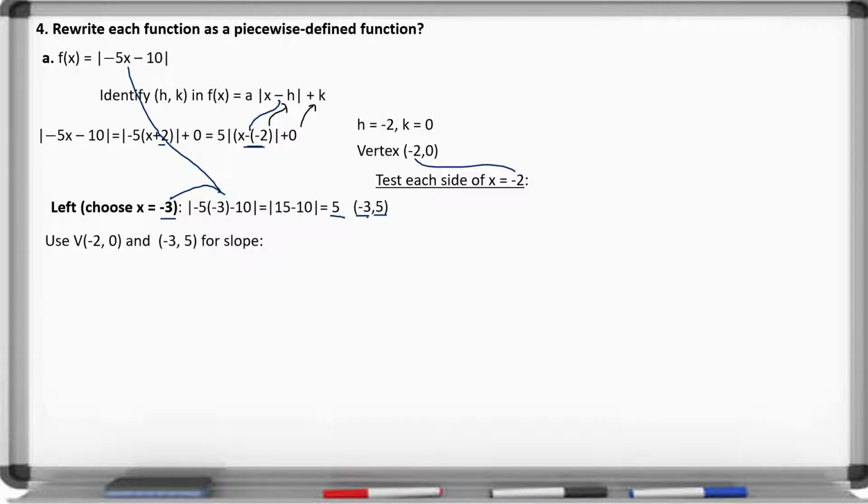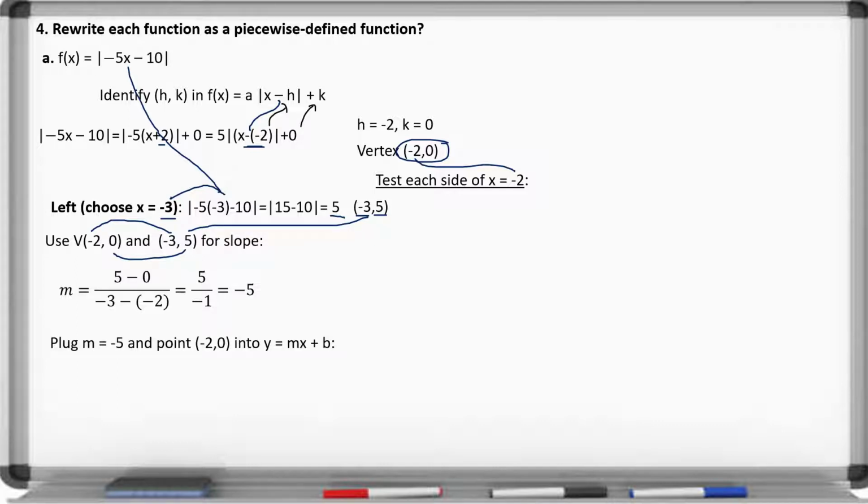Right? So now we're going to use our vertex, which is the negative 2, 0, and the coordinates that we just found to find the slope. So plugging into the slope formula, remember, subtract y's, then subtract x's, we get negative 5. Plug in the slope and the point. Let's choose the vertex as our point and plug it in. So x is going to be negative 2, y is going to be 0, slope is going to be negative 5.